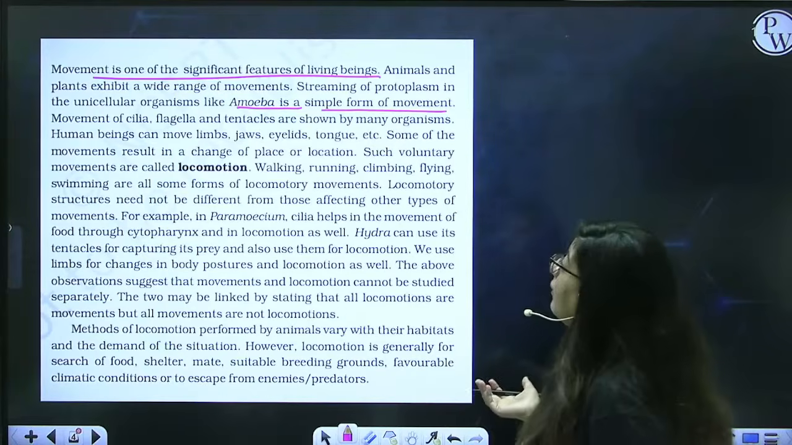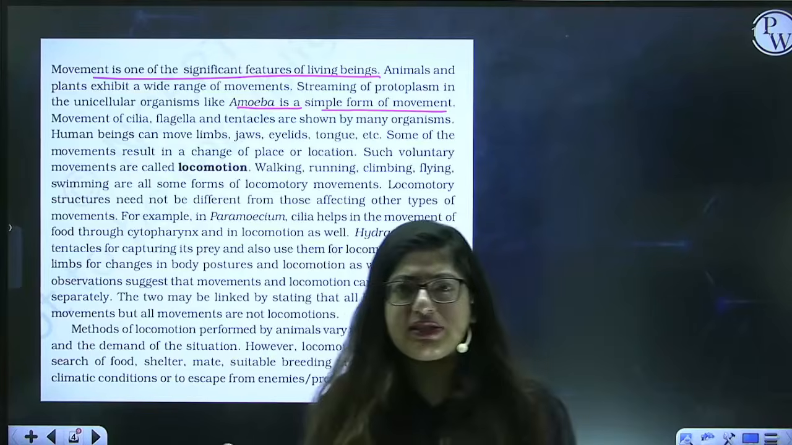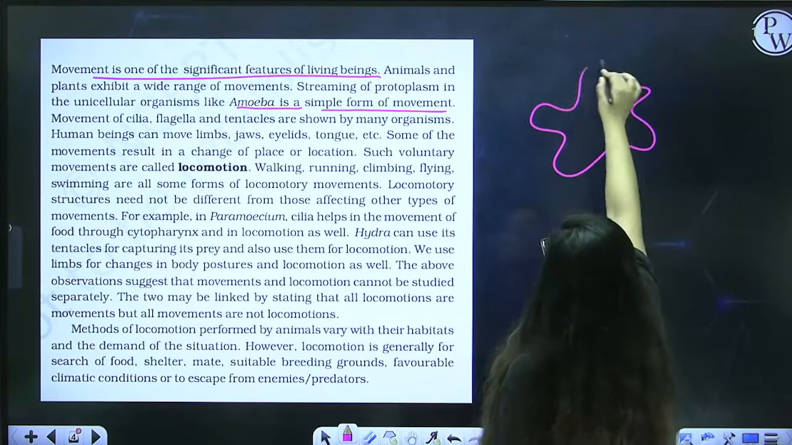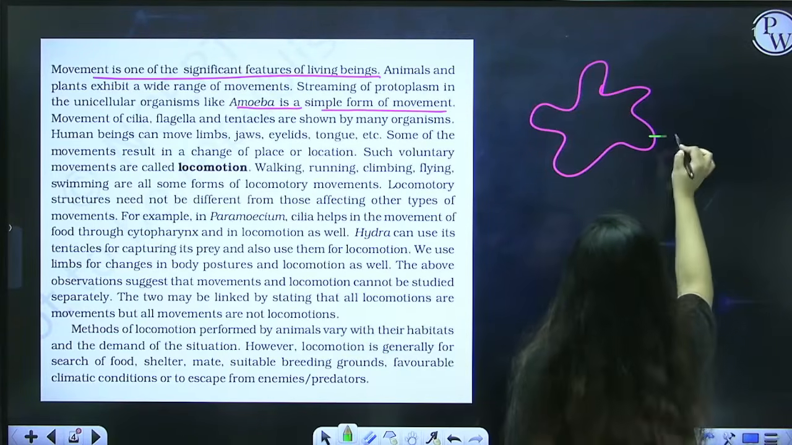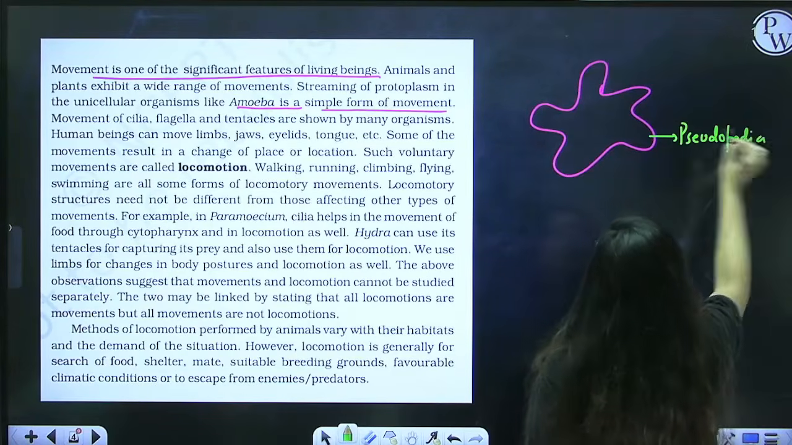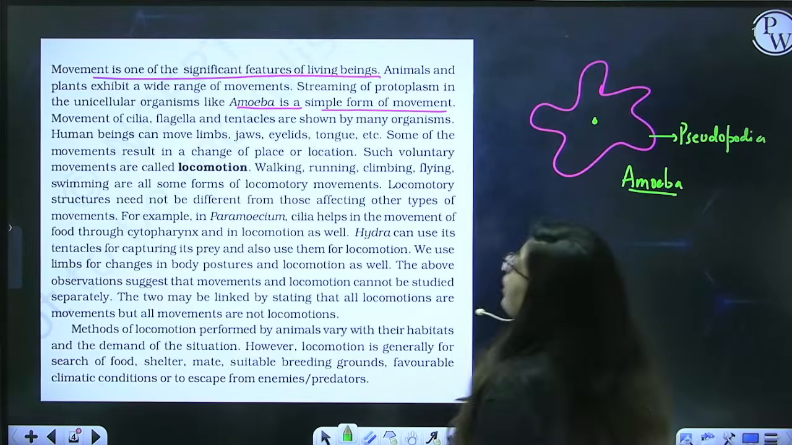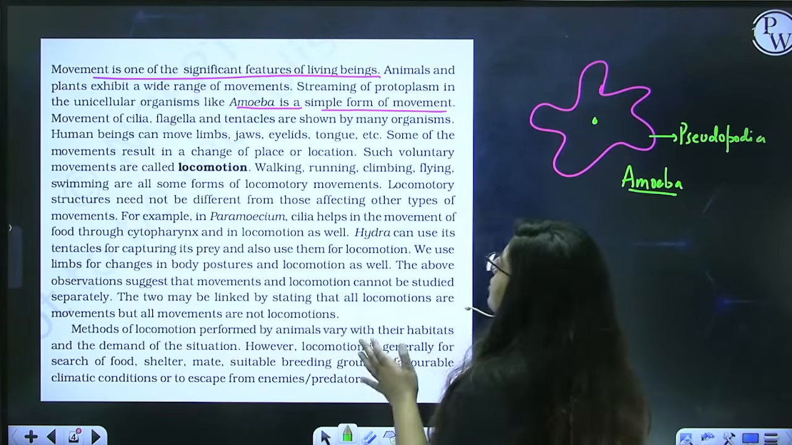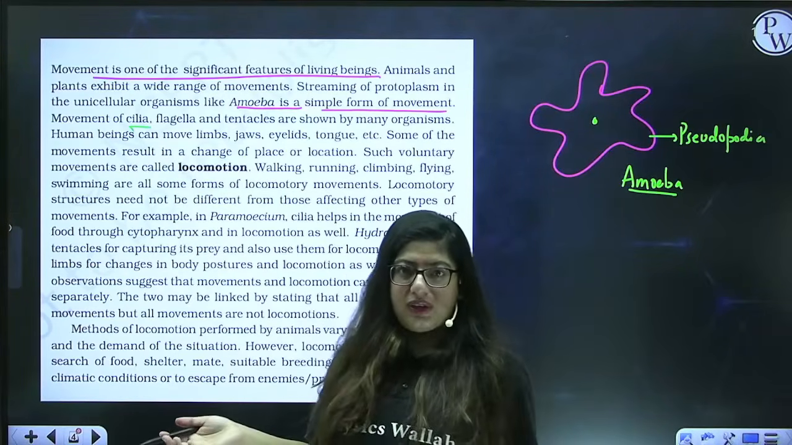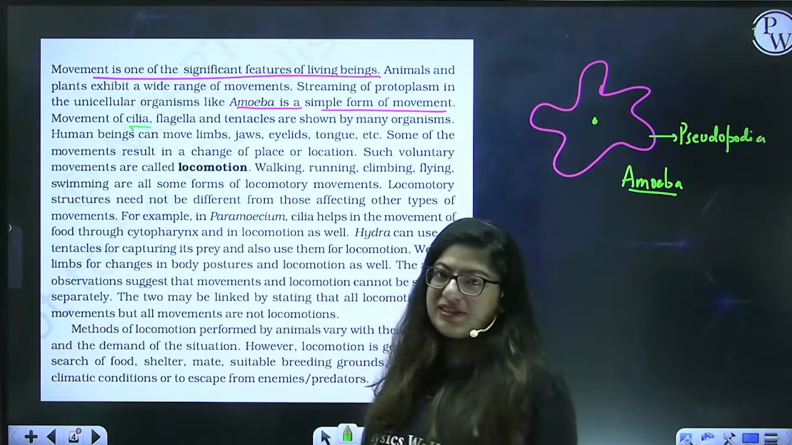Okay, then movement of cilia. Then about amoeba. Amoeba is also a unicellular organism, and you all know how amoeba moves. Amoeba moves by formation of structures known as pseudopodia. Pseudo means false feet. So this is how this unicellular organism amoeba moves. Now next line. Movement of cilia, flagella and tentacles are shown by many organisms, like cilia by paramecium, flagella by euglena, and tentacles by hydra.